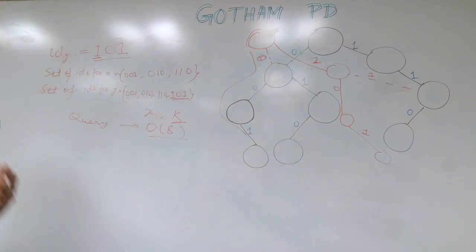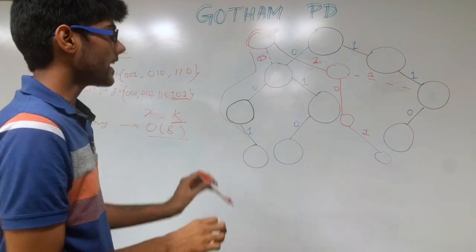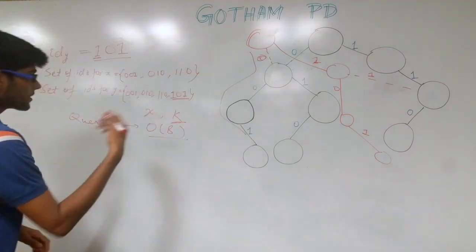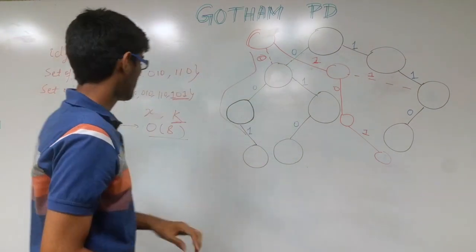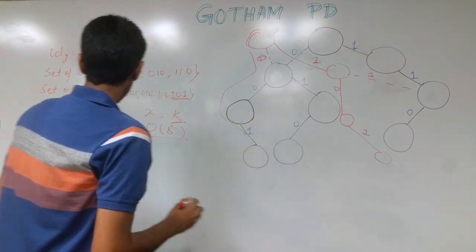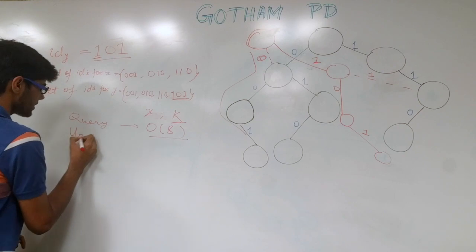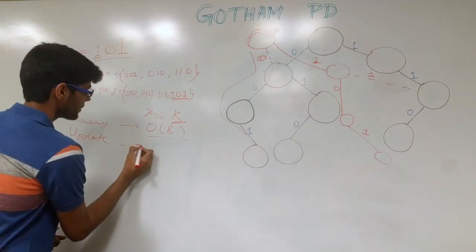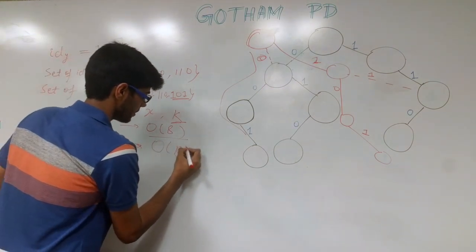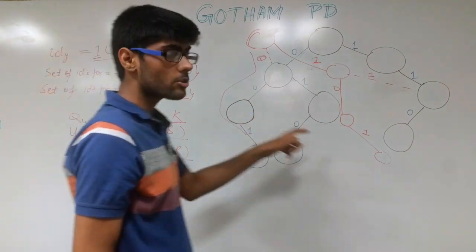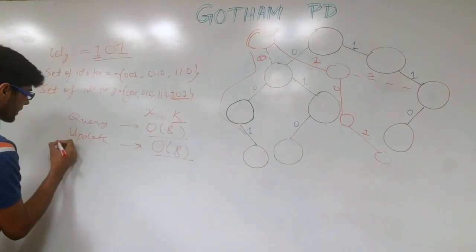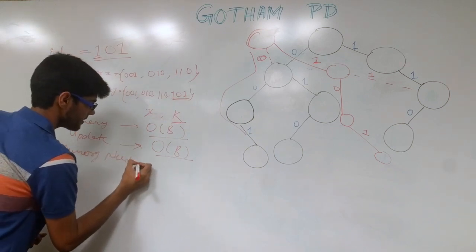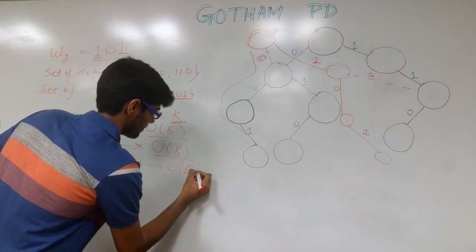Okay, now what is the complexity of an update? In an update, we have to add at max order B plus 1 nodes, okay, order B nodes. Okay, so in this case B was 4. Okay, so we had to add 4 nodes, right? So in update, since we have to add at max order B nodes to our structure, the complexity of an update is also order B. Okay, and moreover, since we are adding only order B nodes to the structure, the overall memory needed is order B into N.